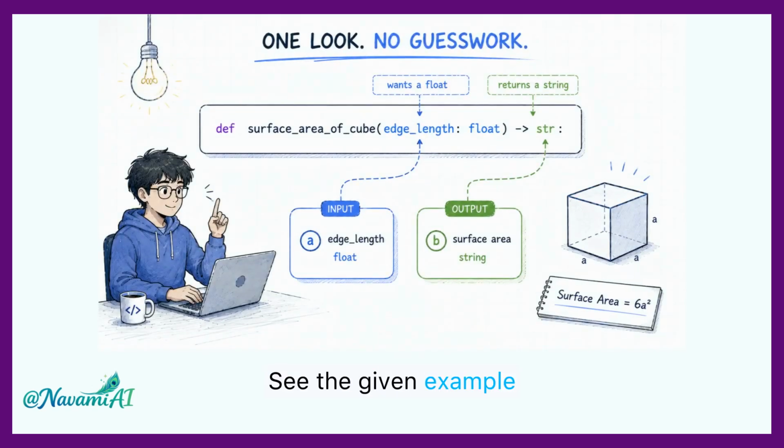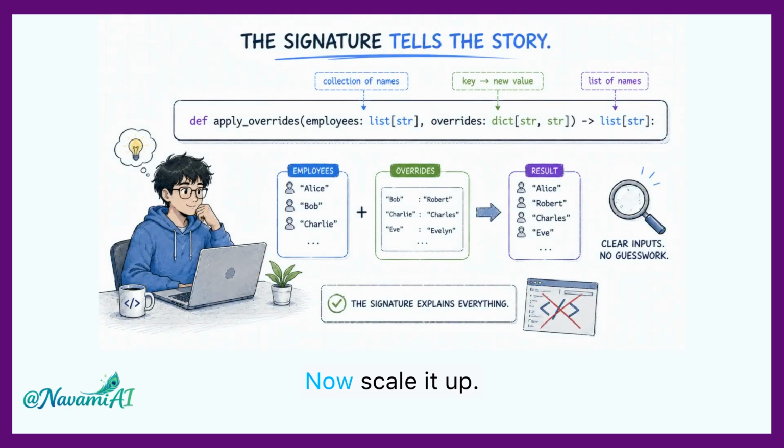See the given example to find the surface area of a cube. That colon float says the edge length variable wants a float. That arrow str says this function hands back a string. One glance, zero guessing. Now scale it up. A function juggling a list of employees and a dictionary of overrides. Here, the signature explains itself. Nobody has to open the function body to reverse engineer what's inside.